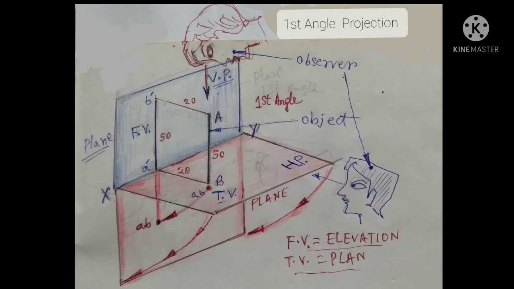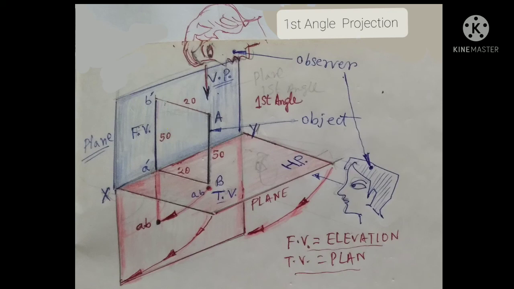Now, if we put light on the line, its reflection will appear on the front wall, which is called front view or elevation. And if we put light on the line at the top, its reflection will appear on the HP, which is called plan or top view. So here we can see that in first angle projection, the object is in between the observer and a wall.